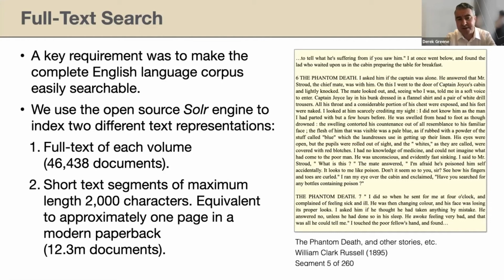The second representation was to divide the volumes into much shorter text segments of a maximum of 2,000 characters each. That's roughly equivalent to one page in a modern paperback book. That gave us over 12 million of these.